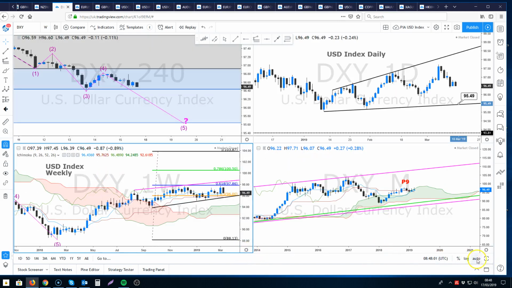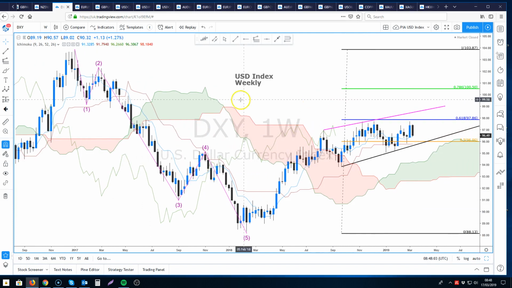If we go to the weekly chart, we can see an impulse move to the downside, 1, 2, 3, 4, 5, Elliott wave. Then a corrective, choppy move higher, looks like an ending wedge pattern. We've got a 61.8% extension level at 97.86. We did make a higher high. We did post an inside week last week. Now that does show an element of indecision. However, the ending wedge formation and the 61.8% Fibonacci offer that bearish bias.